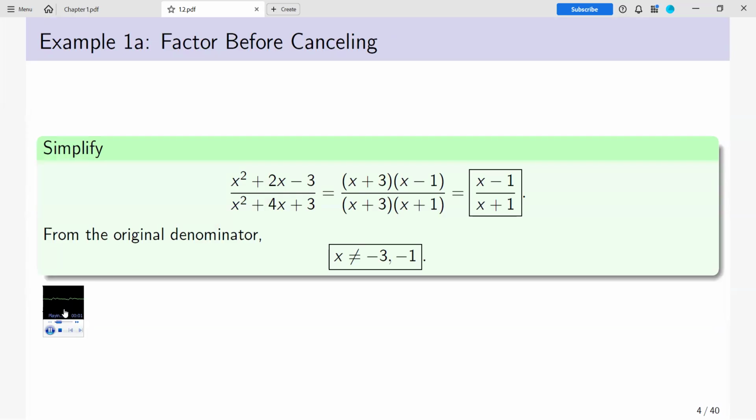Factor both polynomials first. The common factor x plus 3 cancels, but x equals -3 remains excluded because it made the original denominator 0.